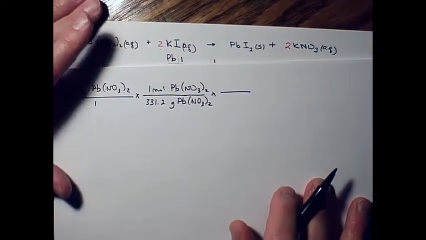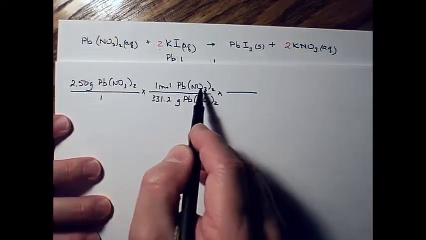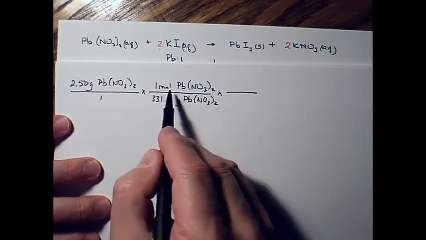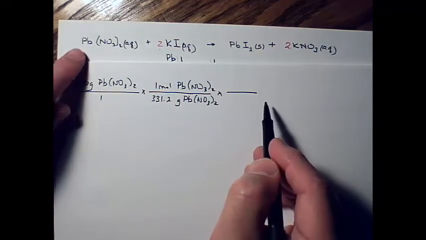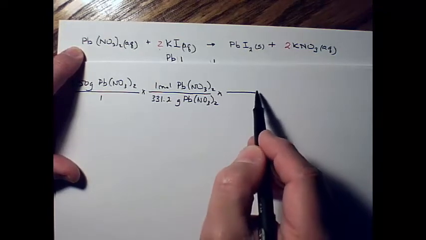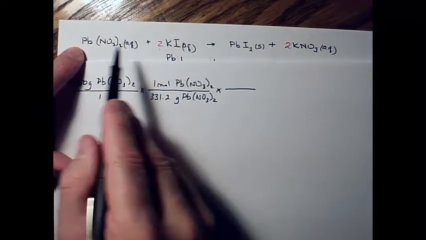Okay, molar ratios come from the coefficients in the balanced equation. We want the moles of lead 2 nitrate. Because we have moles of lead 2 nitrate here on the top of this fraction, we want moles of lead 2 nitrate down here, and you get those. This conversion factor of a sort, this molar ratio, comes from the coefficients of the balanced equation.